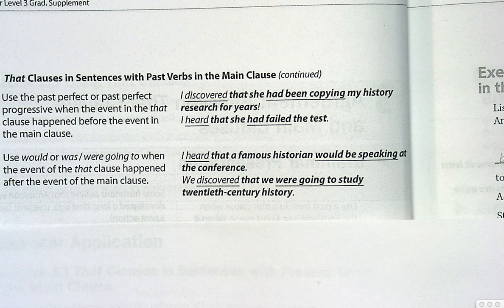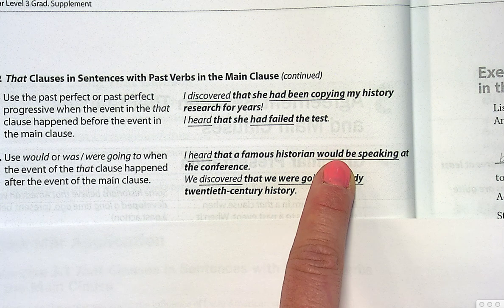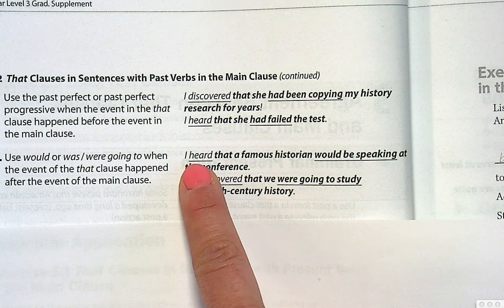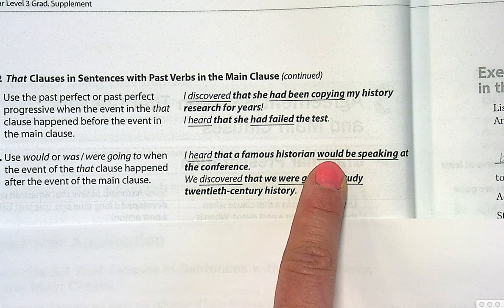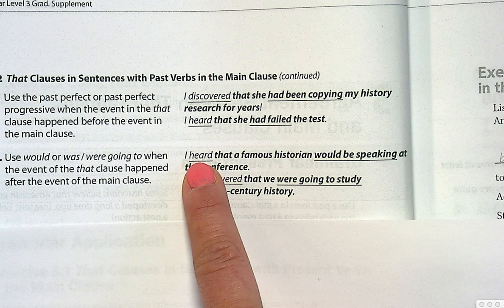Do we know if this historian spoke at the conference in the past or will speak at the conference next week? No, we don't know. The English grammar does not tell us if this action actually happened or not. It just tells us that at the moment when I heard, this was the future plan. We actually do not know if the historian spoke at the conference, maybe it was last week, or if the historian will speak, maybe at the conference next week. English grammar does not give us that information. It only tells us that future from the moment I heard. It does not tell us if the action happened or not.